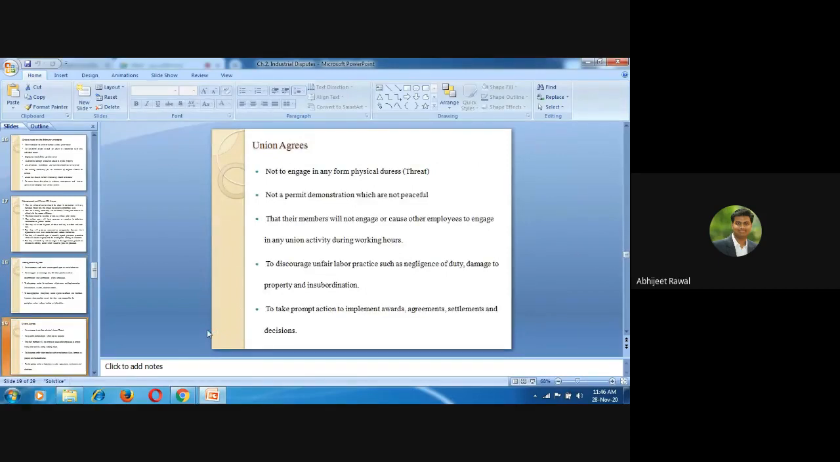Similarly, union has to also agree few things, not to engage in any physical duress. कोई भी threat मतलब जाके धमकी देना, मैं तुझको मार डालूंगा ऑफिस के बाहर मिल, ऐसे कुछ आप नहीं कर सकते.